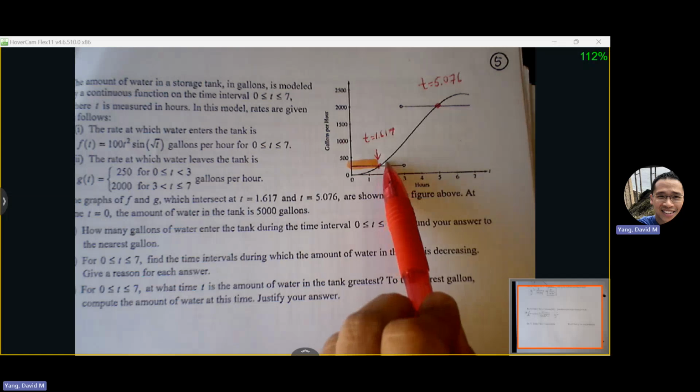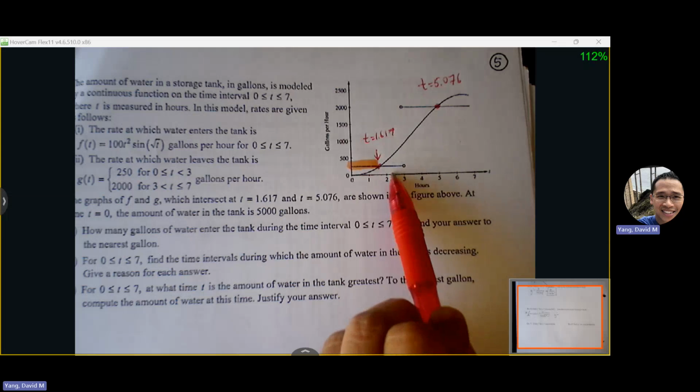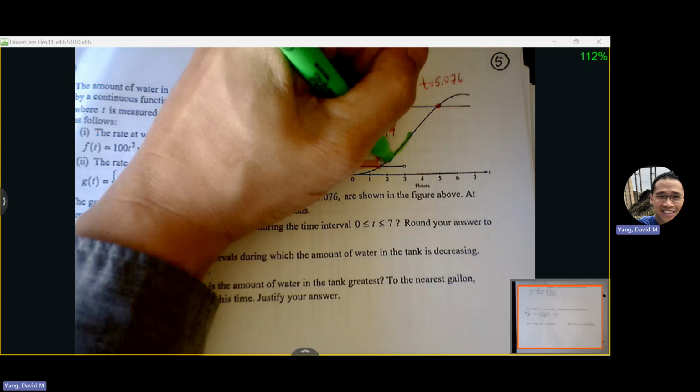What's happening here? It's rising, because all of a sudden the rate at which water is coming in is higher than the rate at which water is leaving. So in this interval, the water level is going to start rising again.